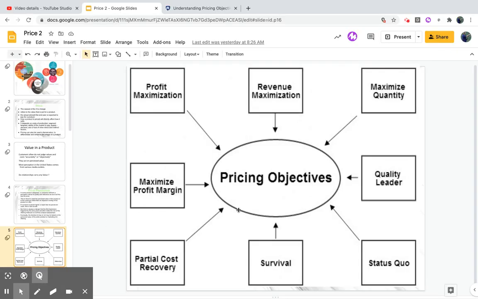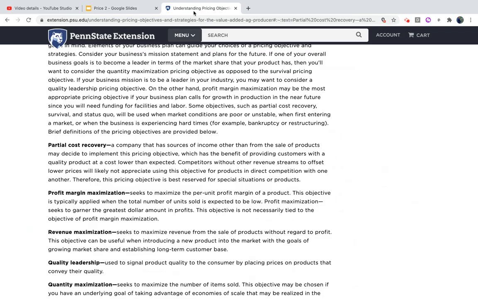All right, so I found a website that I really like and explains things a little bit better, and I will include this with today's thing so you can go read it. And this is from Penn State University. So this is what we were talking about, our partial cost recovery.